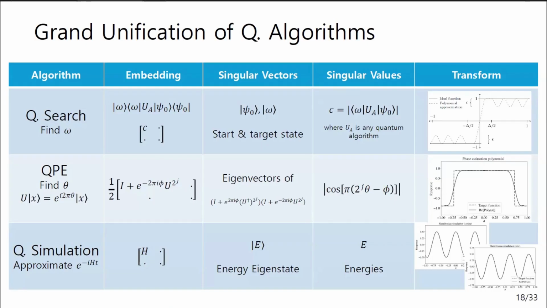Secondly, QPE. By applying the QPE algorithm using QSVT formalism, we have to use 1/2 (I plus exp(-2 pi i phi) U to the 2 to the j power), like this embedding. And we need to apply the function you can see on the right side.